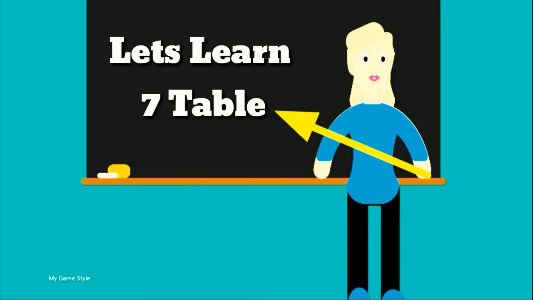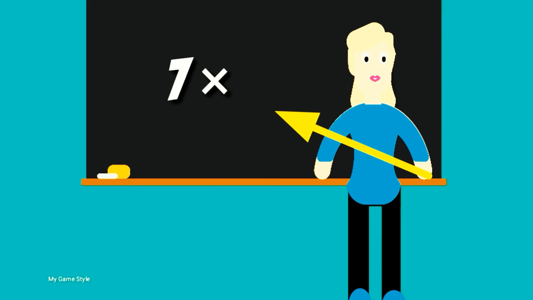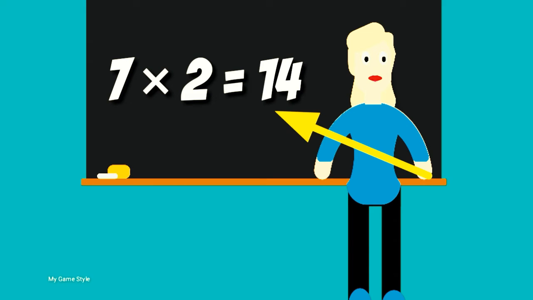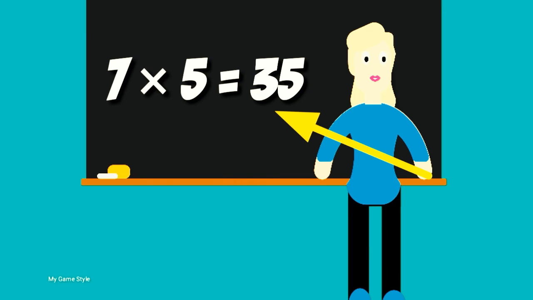Let's learn seven table. Seven ones are seven. Seven twos are 14. Seven threes are 21. Seven fours are 28. Seven fives are 35. Seven sixes are 42.